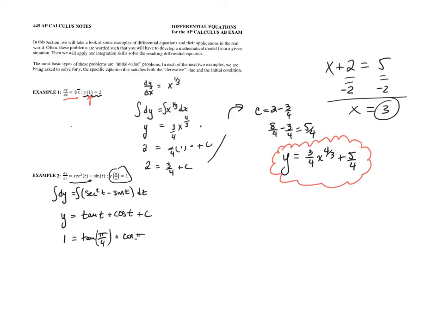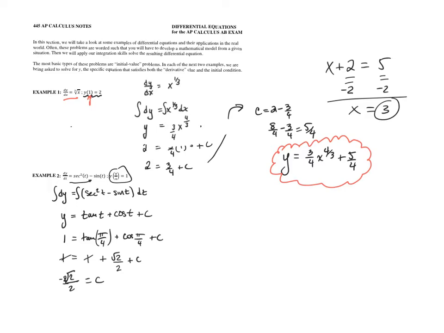Cosine of pi over 4 plus c. And then we can evaluate each of these. The tangent of pi over 4 is 1. The cosine of pi over 4 is root 2 over 2. And that's got to be true. So if we subtract 1 from both sides, they're going to go away, and we're going to get negative root 2 over 2 is going to be equal to c.